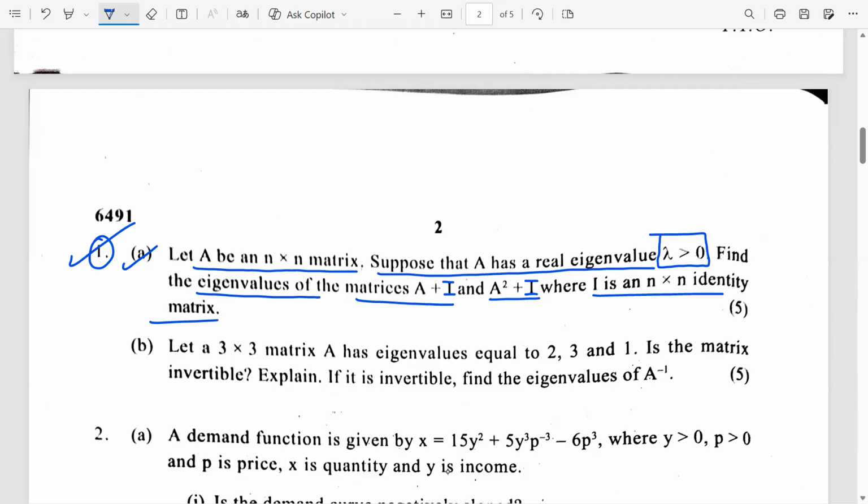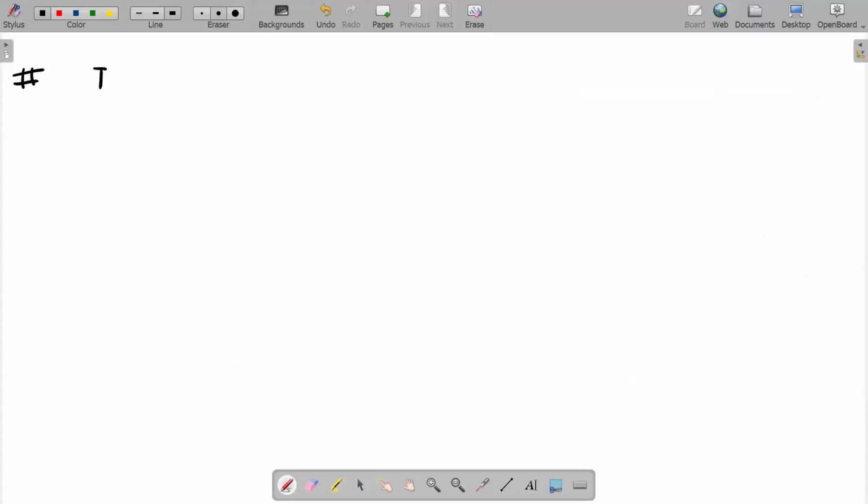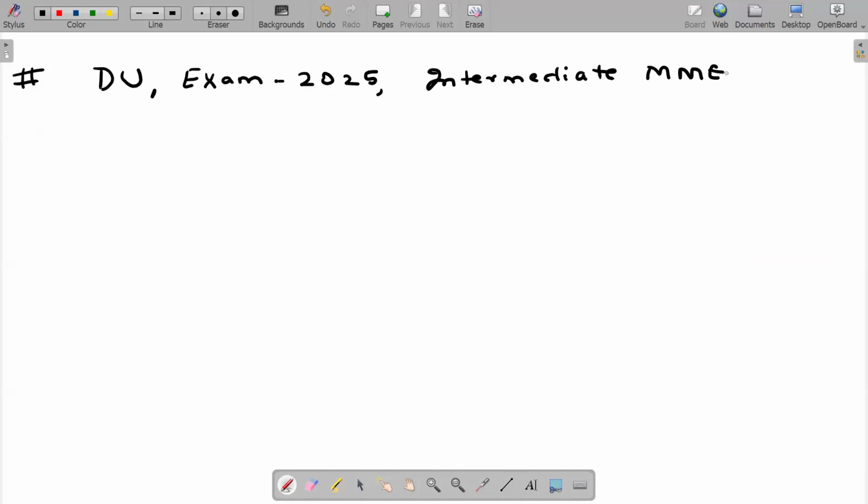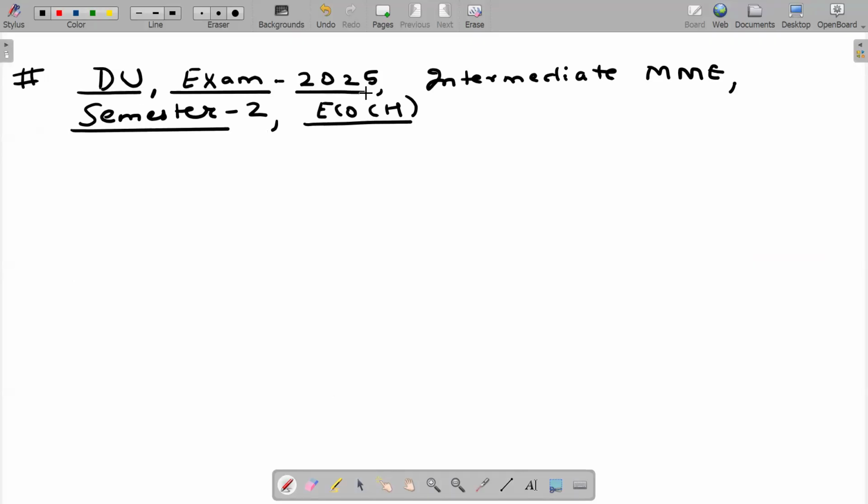I am just writing the main heading for clarity. This is Delhi University exam 2025. Name of the course is Intermediate Mathematical Methods for Economics. I can just write Intermediate MME, which is currently offered in semester 2 of BA Honors Economics. We are starting this lecture with discussion of question 1. Within question 1, we are looking at part A.